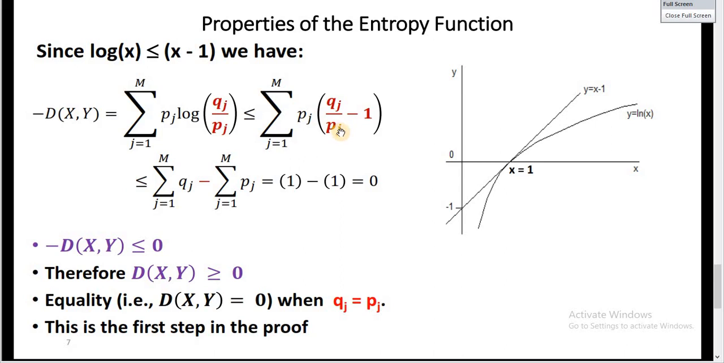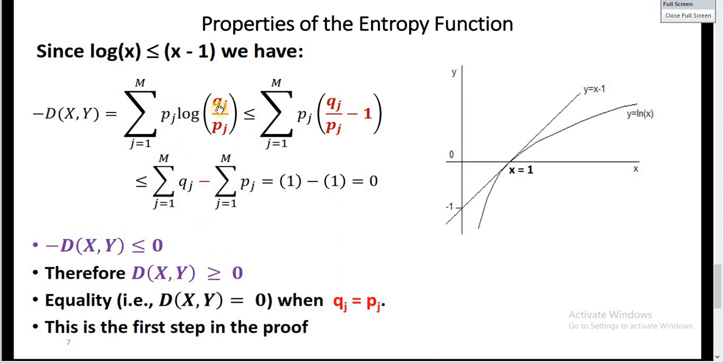This term cancels out with this term, so we are left with q sub j minus p sub j. We also know that the summation of all probabilities equals 1, so this summation is 1, and this summation is also 1. Which means that d of x and y, we can reverse this inequality, and therefore we have d of x and y greater than or equal to 0. Therefore, the relative entropy or the divergence between x and y is a non-negative quantity.